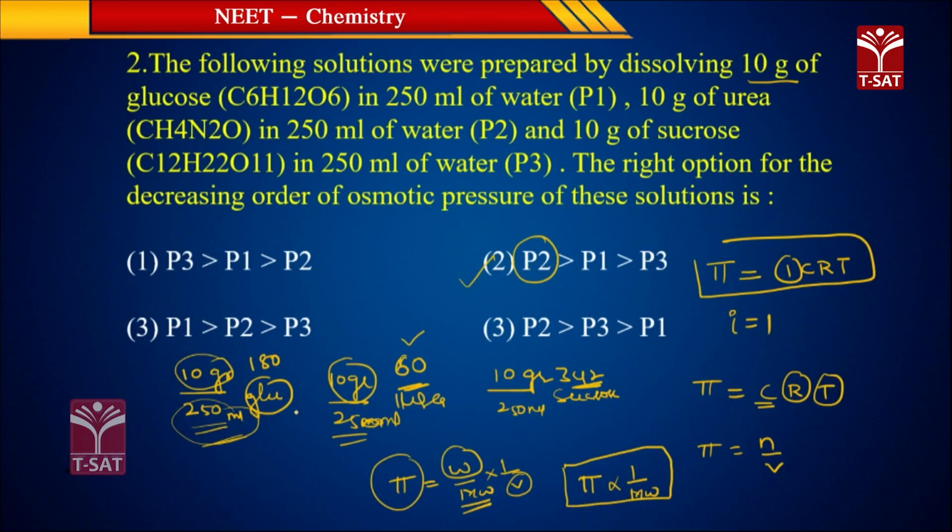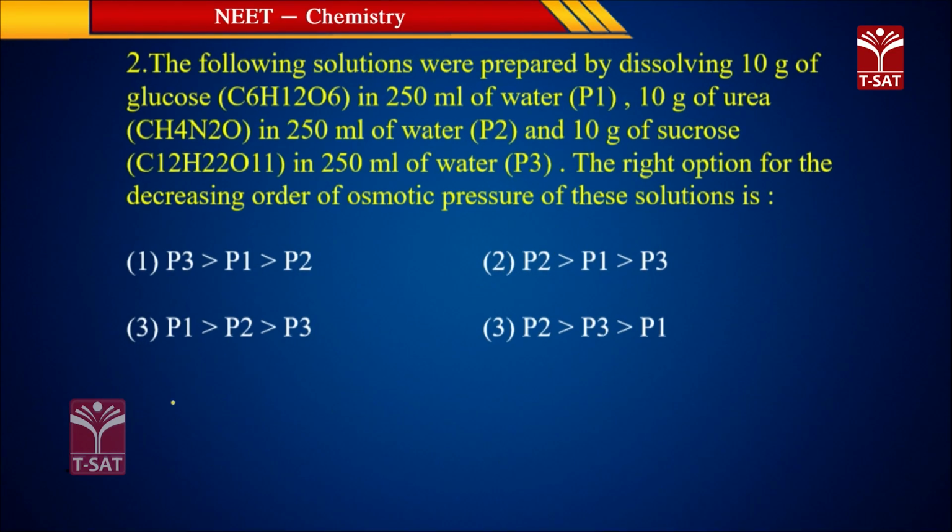The pressure exerted by glucose is P1, the pressure exerted by urea is P2, and the pressure exerted by sucrose is P3. Urea has the lowest molecular weight, so its pressure is highest. Then next is P1, molecular weight 180. Sucrose, 342, produces the lowest osmotic pressure. So P2 is greater than P1 is greater than P3. Option 2 is the correct answer.